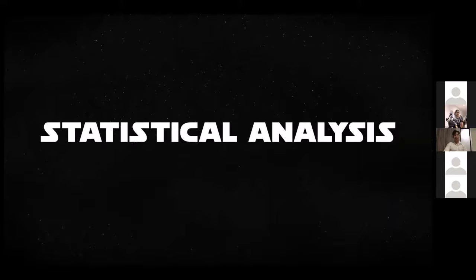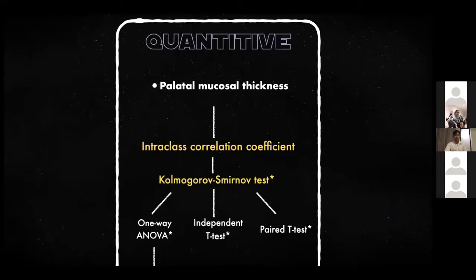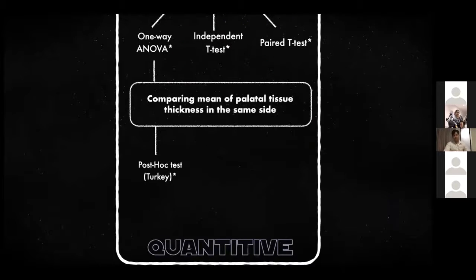In statistical analysis, to test the inter-examiner reliability of palatal mucosal thickness, we used the intraclass correlation coefficient, and it was greater than 0.9, which indicates excellent correlation. Then the Shapiro-Wilk test was used and showed that the data had normal distribution. One-way ANOVA was used to compare the mean of palatal mucosal thickness at the same site. If there were significant differences, the Tukey post-hoc test was used to identify which pairs were significantly different.